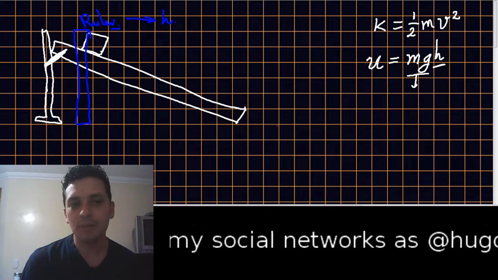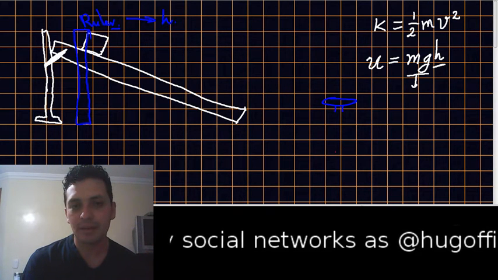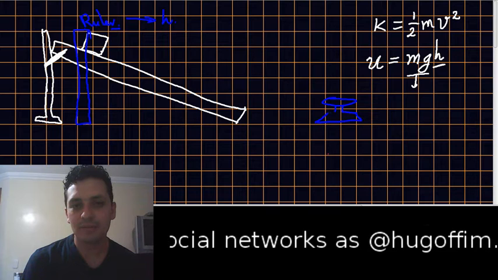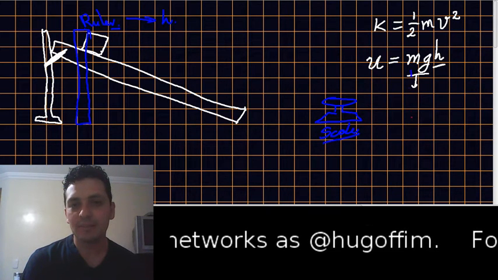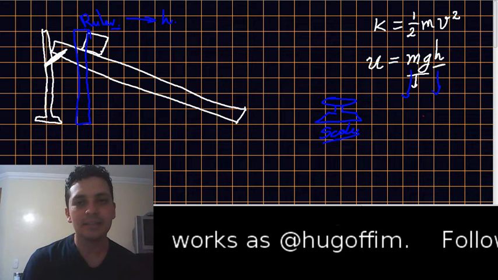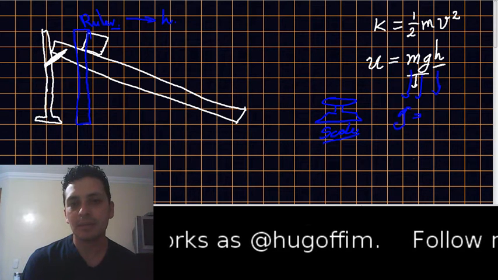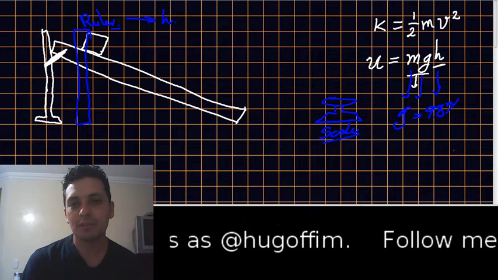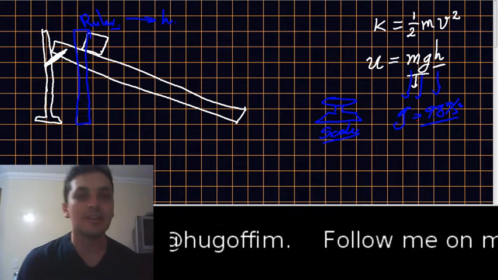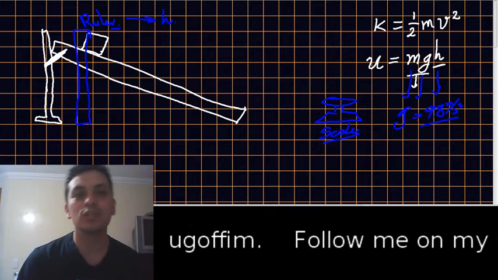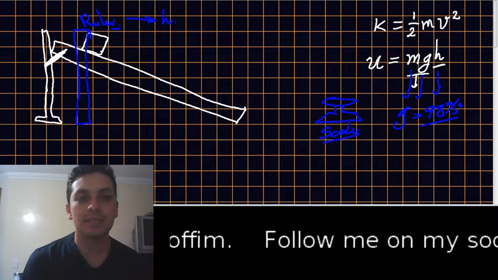I can obviously have a scale here to measure the mass of the car. And if I determine the mass and the height, I can say that gravity acceleration is 9.8 meters per square second. So with these three magnitudes, I can have the potential energy.